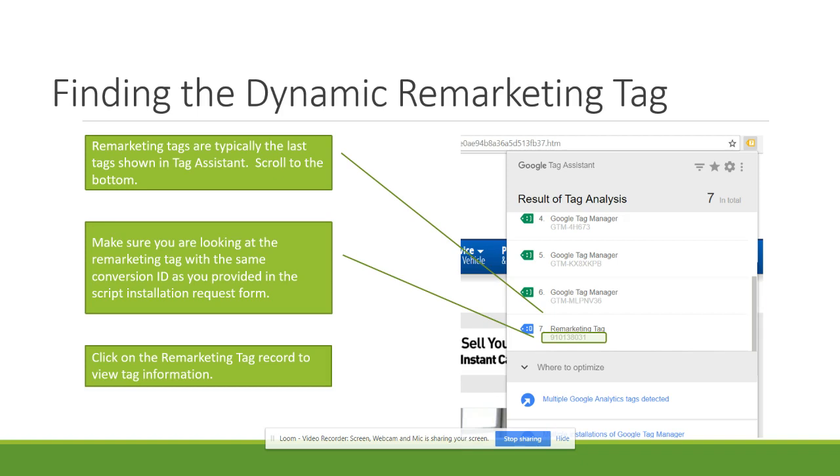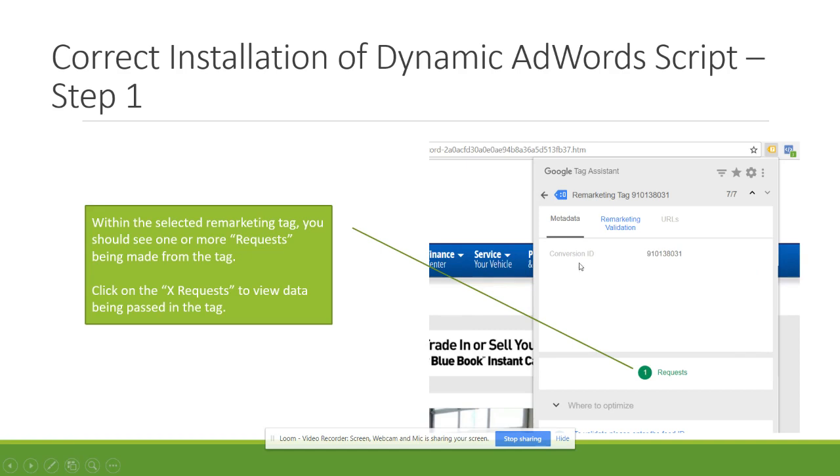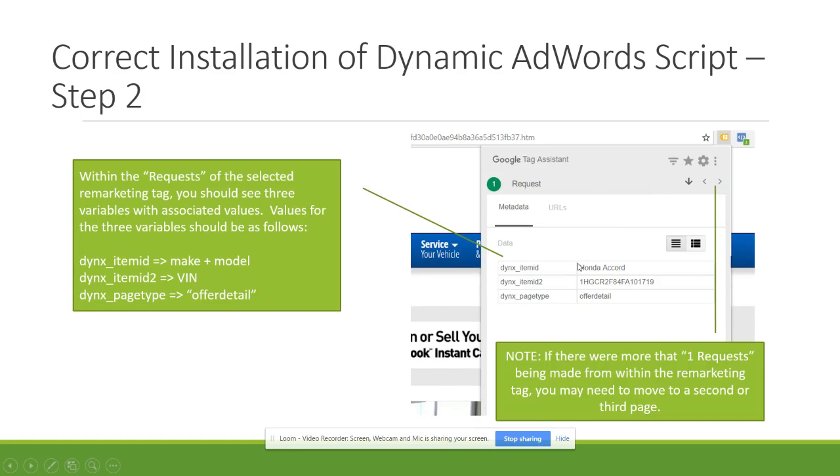And then once you do find that, just go ahead and click on that record, and you will get to this secondary page that is going to show your conversion ID again, and you should see this one request in green down at the bottom. It might be more than one, it could be two, it could be three, but you should see X number of requests down here, and when you click on that, it will get you to the page of information that we really want to see, and this is showing the variables and the values for those variables that we are passing.